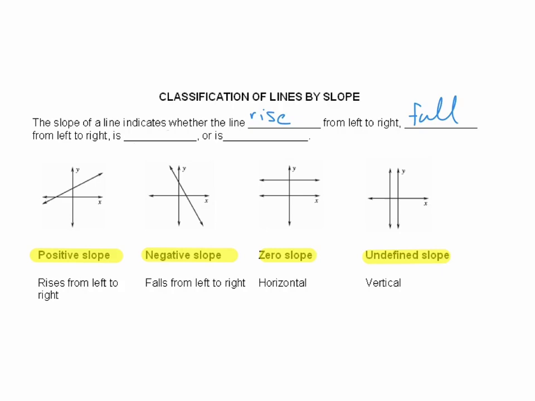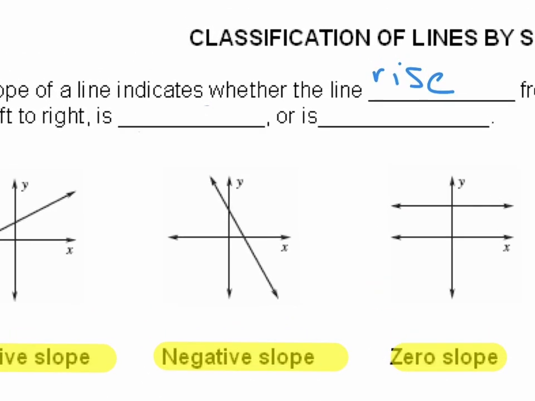Get bigger. Doesn't want to. Need more line there. Is horizontal or is vertical?